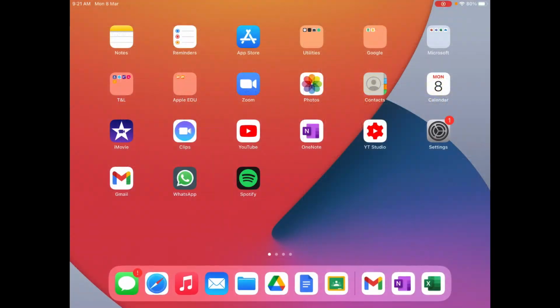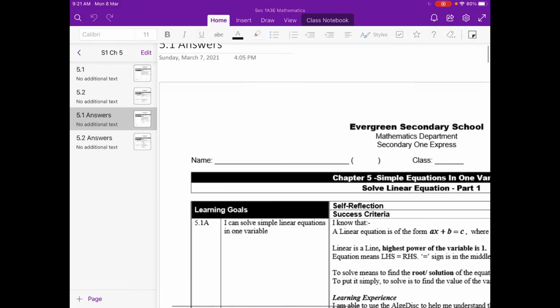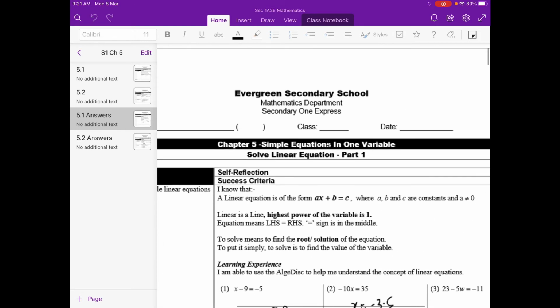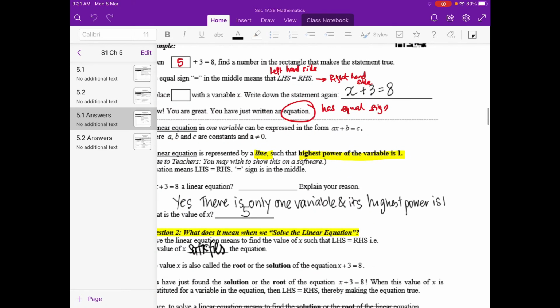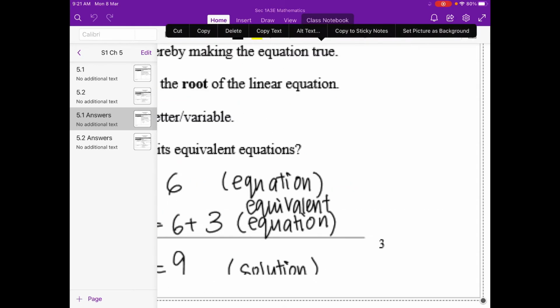Let's take a look at the equation that you have just written. 5.1. Okay, so this over here was the equation that you have just written.